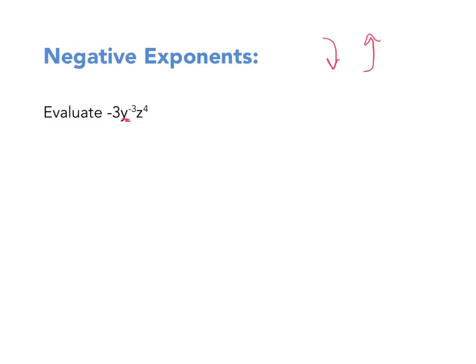Remember, coefficients follow their normal rules. It doesn't matter if we have a negative coefficient. So we have negative 3. We're going to split it up. And then we have y to the negative third, and we have z to the fourth. Now, negative 3 and z to the fourth are fine. They're good. Nothing can be combined with them. There's nothing to evaluate. There's no exponents to add, multiply, subtract, whatever.